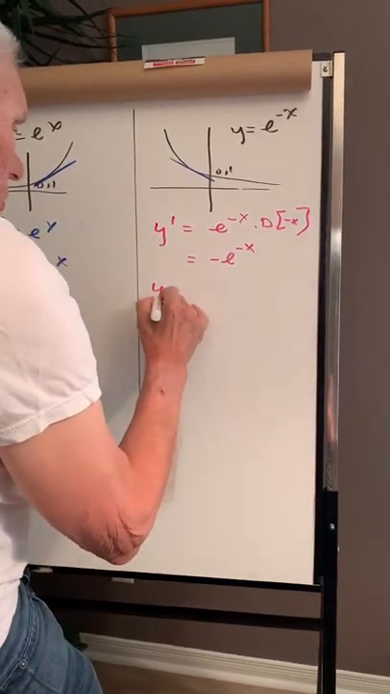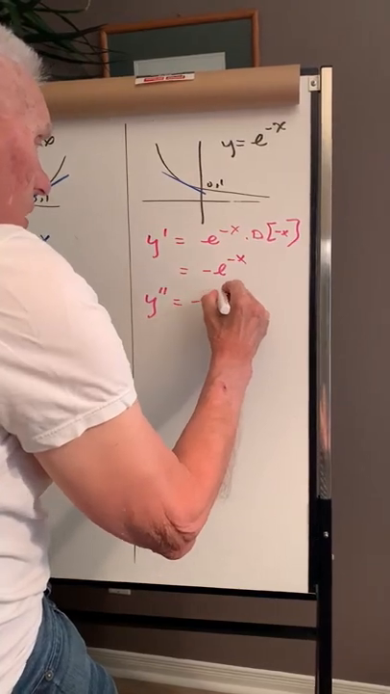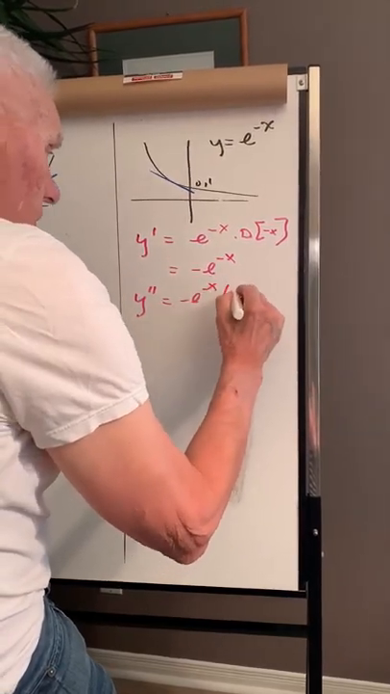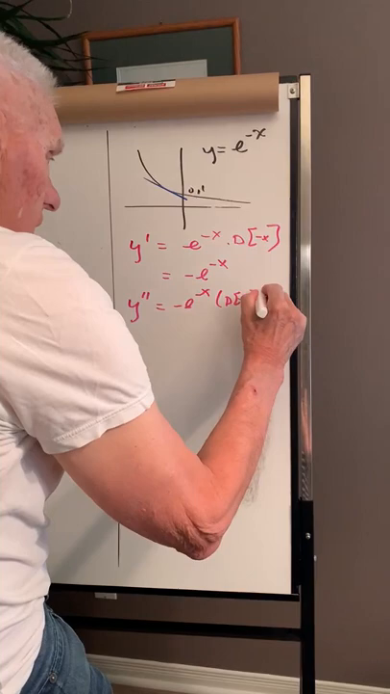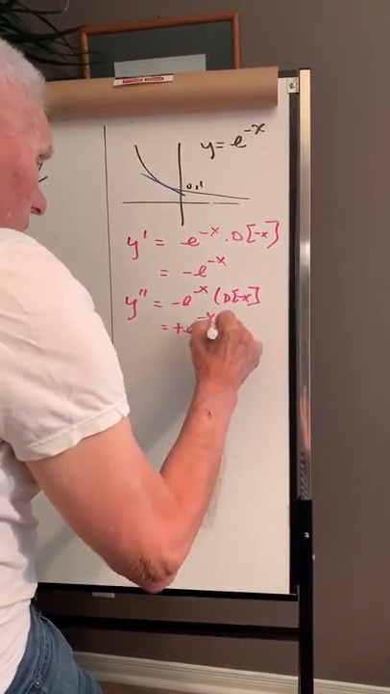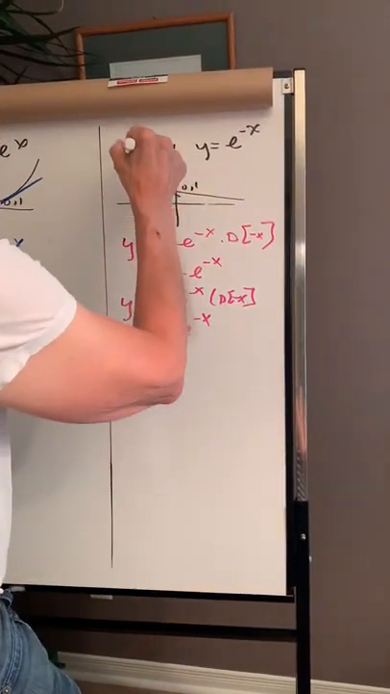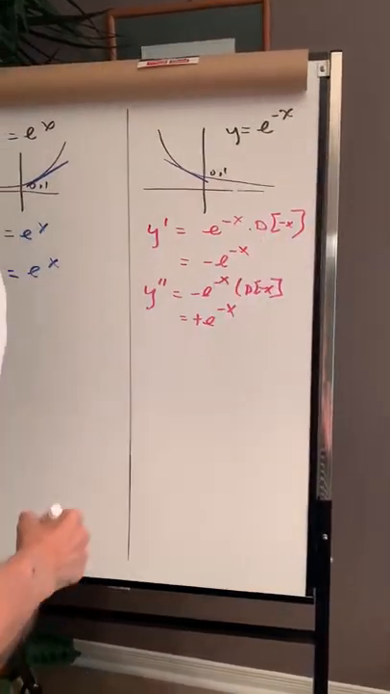Let's look at the second derivative. We'll take the derivative of this, which is minus e to the negative x, and the derivative of e to the negative x is negative 1. And two negatives make it positive e to the negative x. That means the second derivative is positive. That means it's a smiley curve, okay?